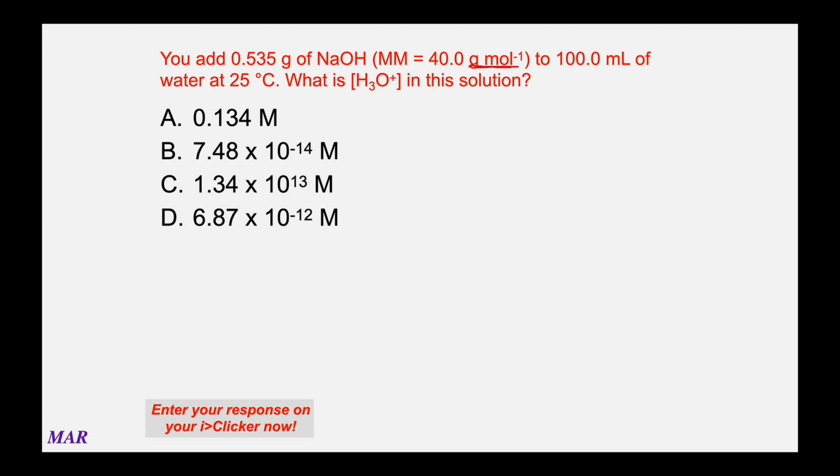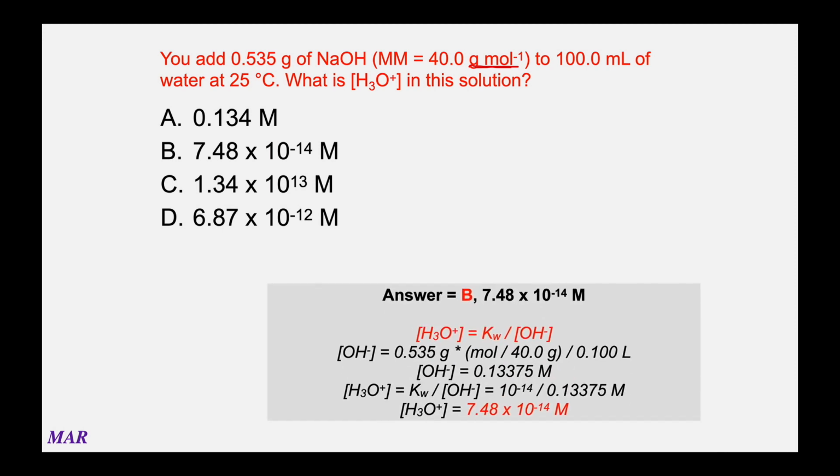You can take 0.535 grams sodium hydroxide and divide by 40 grams per mole. That'll give you the moles of sodium hydroxide. Divide by 0.1 liters, which is what you get if you turn 100 milliliters into liters at 1,000 milliliters per liter. Moles divided by liters will give you the molarity of hydroxide, and then Kw divided by whatever number that is is going to give you hydronium. You must know Kw. It's just a number we're going to use over and over again.